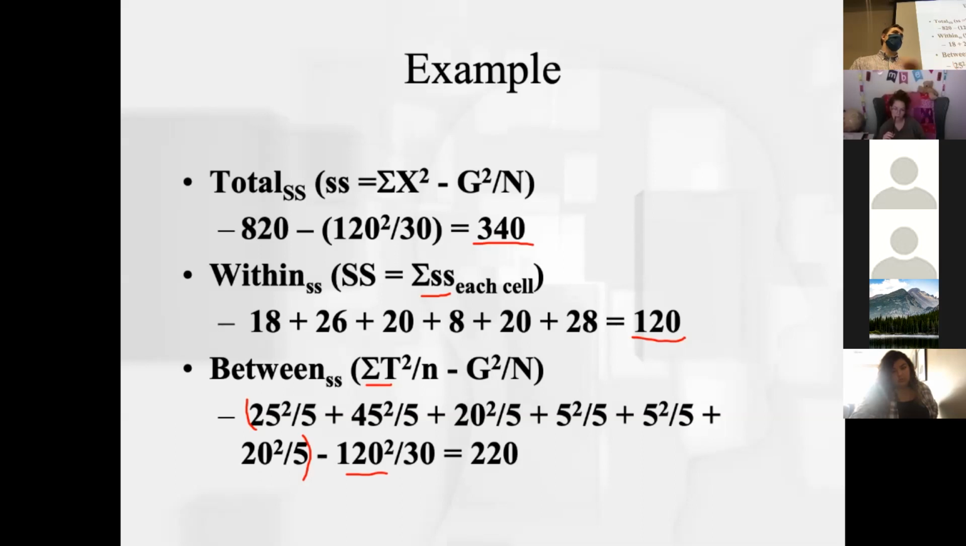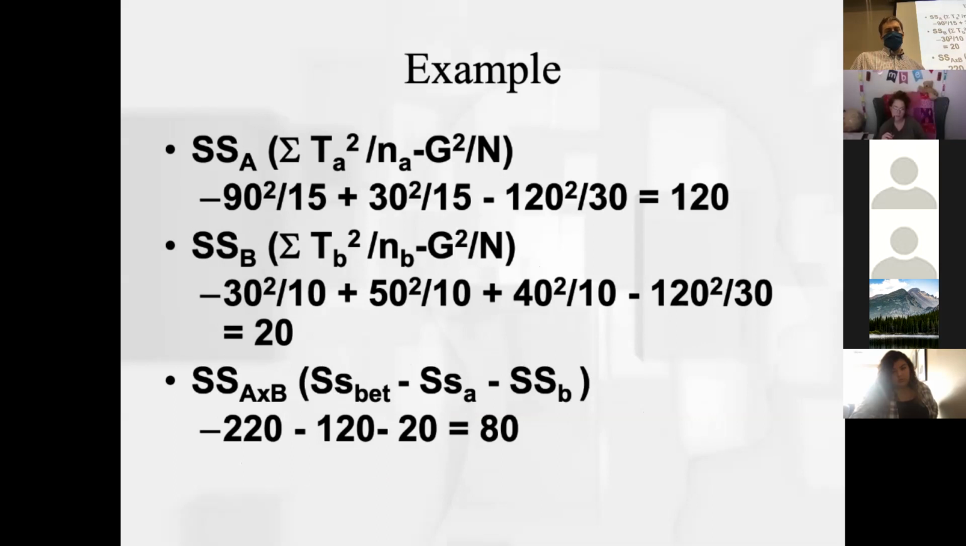Right, so at this point, it should look very familiar, right? This is pretty much the same thing as we would have done in the one factor. We just have more cells to do it for. Now's the fun part. Now we're finding the sum of squares for factor A.